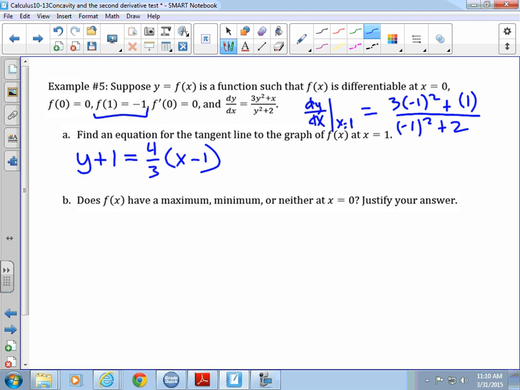Now, I need to find whether this has a maximum, minimum, or neither at x equals 0. Well, I know the derivative is 0, but what else do I need to know if I have a maximum, minimum, or neither? I have two options. Good, I could do a first derivative test.